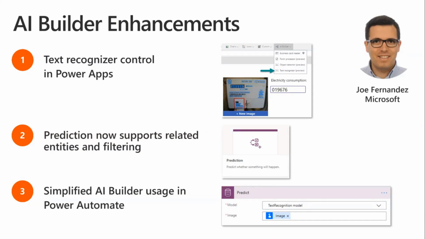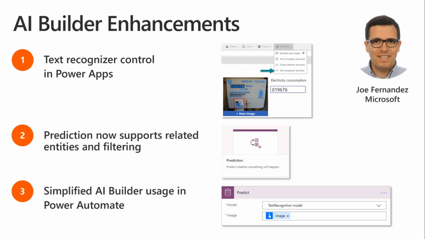So it's been a good and a busy start of the year for AI Builder, a number of enhancements that we shipped in the last few weeks. The first one, which is a pretty cool one, is the text recognizer control in Power Apps. So now what you can do is add this control into your apps, and every time you take a photo, this control is going to extract all the text that's present in the photo. And the control is interactive.